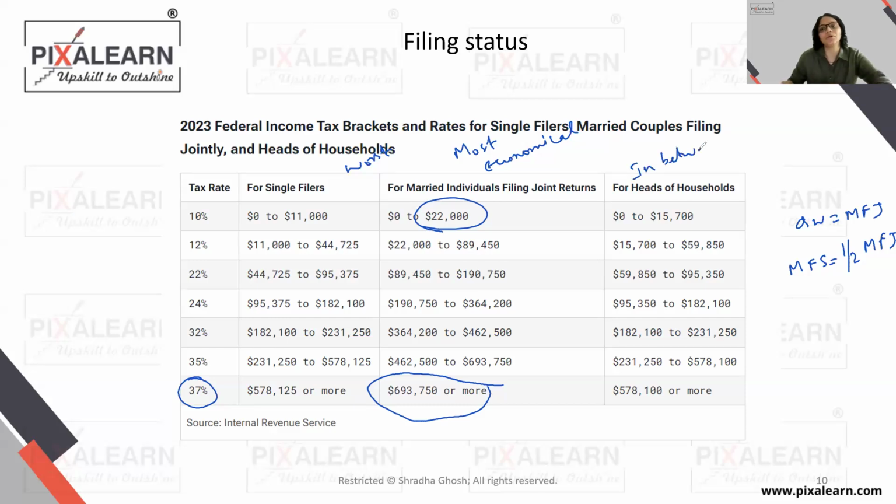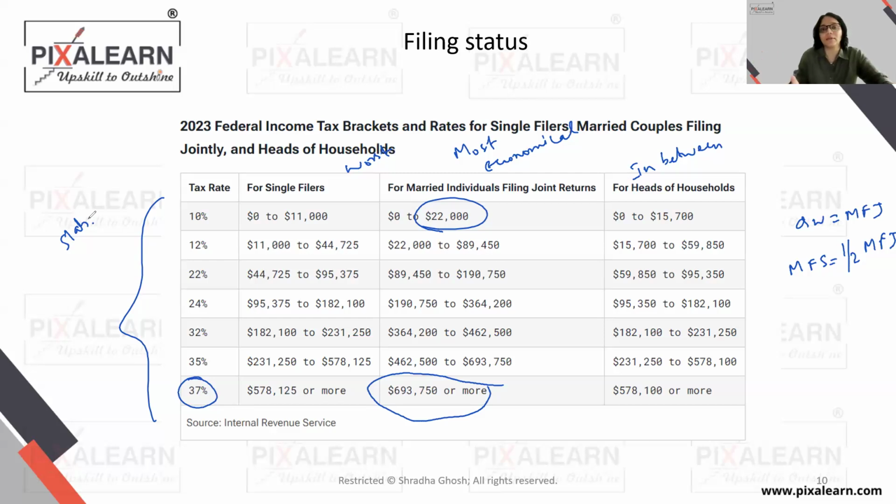If you look at the bigger picture, we have a graded slab rate in the US, and the most economical status is married filing jointly. Single is the least favorable, and married filing separately is half of married filing jointly. HOH is somewhere in between. Given a choice, it always works best if I have married filing jointly status. HOH works well if I qualify for the criteria. But if I don't have any option, I have to pay the maximum taxes as single.